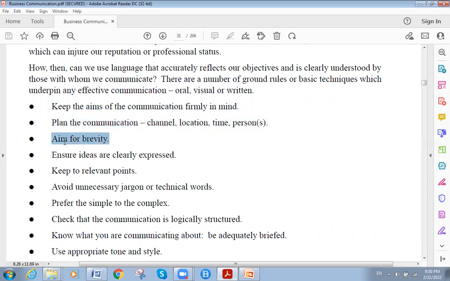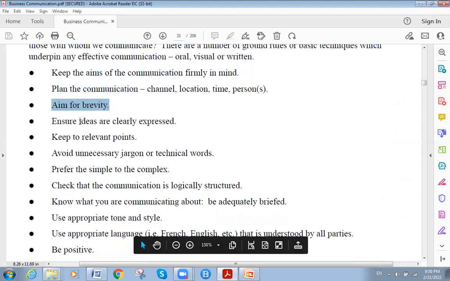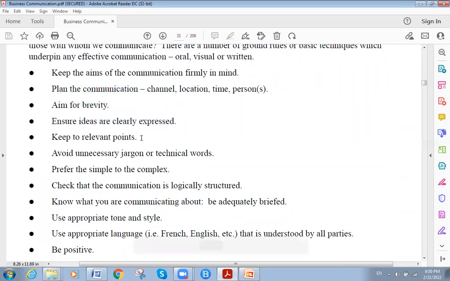Aim for brevity. Ensure ideas are clearly expressed. Keep to relevant points. Don't go away from the main topic into other branches. Keep on the same topic. Avoid unnecessary jargon, technical words or initials. Be clear for the people you talk to. Don't say GMEB to everyone, because then they'll ask, what is GMEB? Then you'll say, good morning, everybody. No need for this. Just be very clear.